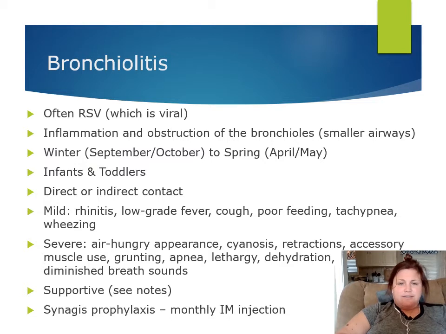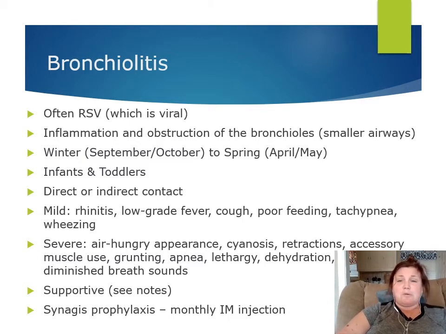Synagis is a prophylactic injection. I'll probably mistakenly say vaccine at some point, but it's technically not a vaccine. And there's a science explaining that, which I'm not testing you on, but just know that Synagis is the prophylactic injection that's given intramuscular to children in the high risk category.